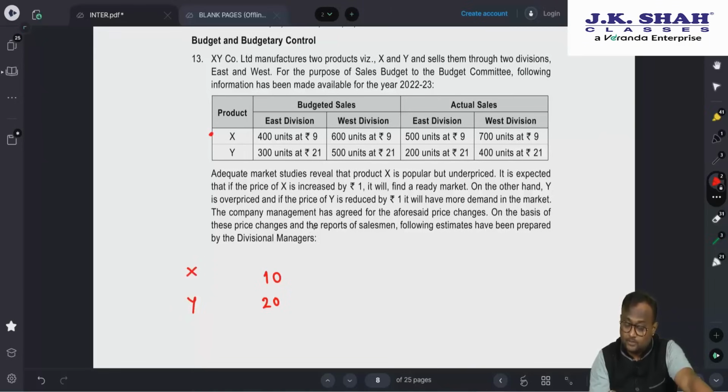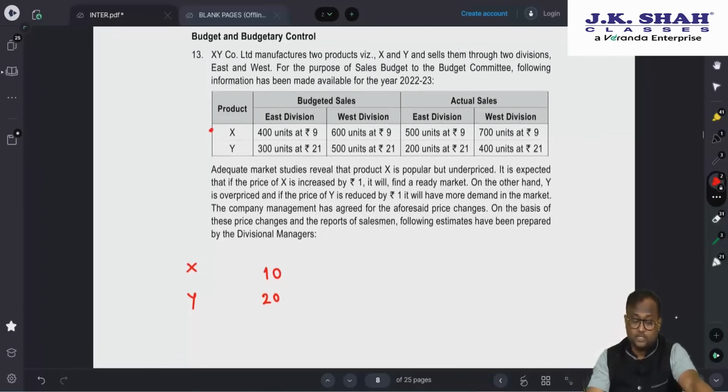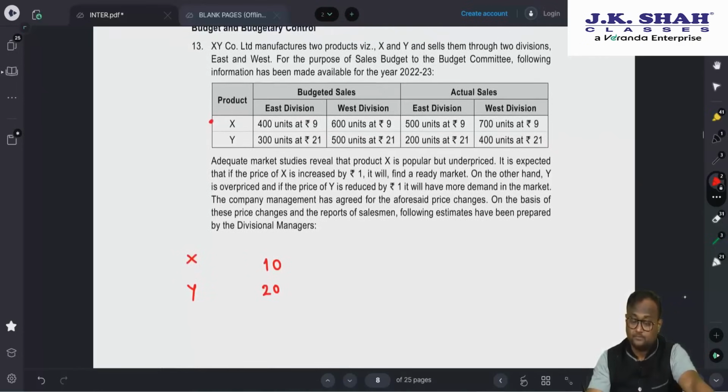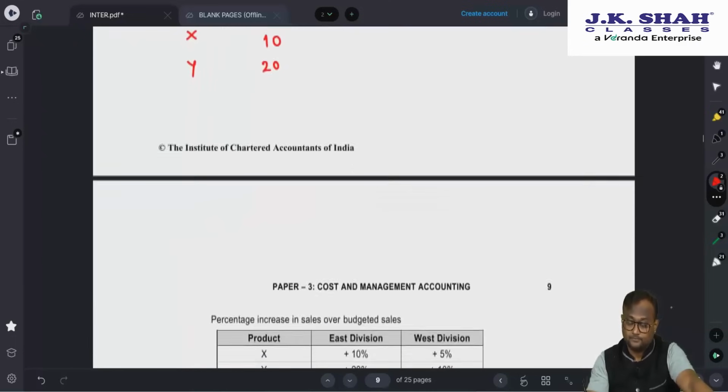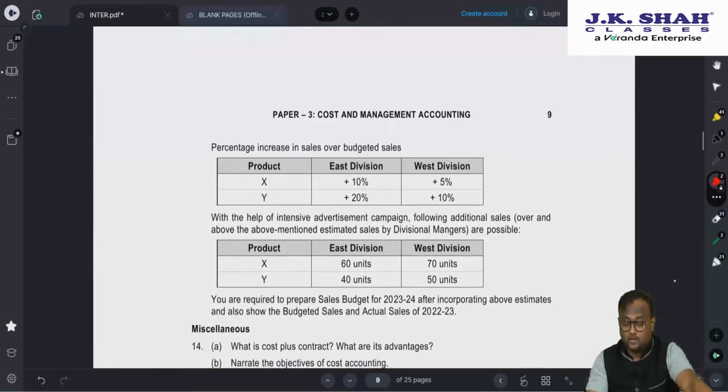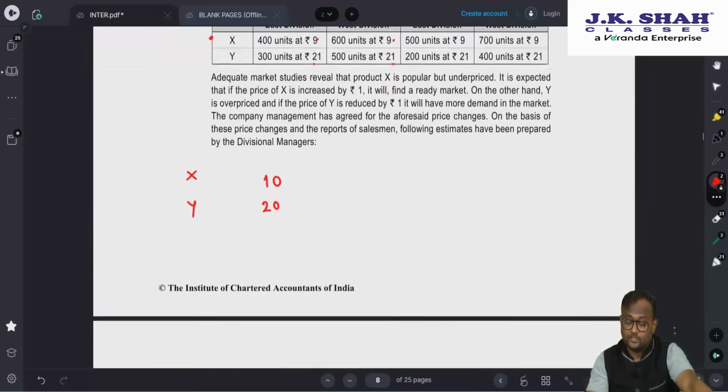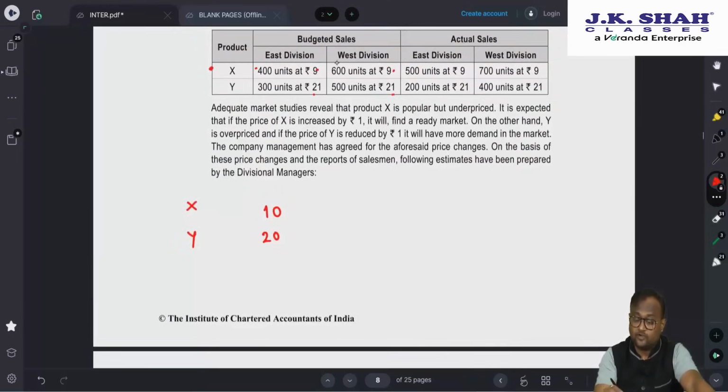The company management has agreed for the aforesaid price change, and on the basis of this price change and the reports of salesmen, following estimates have been prepared by the divisional manager. So instead of 9, the selling price will be 10, and instead of 21, the selling price will be 20. And there is a rise in the quantity as well. For X, it is East division 10%, West division 5%.